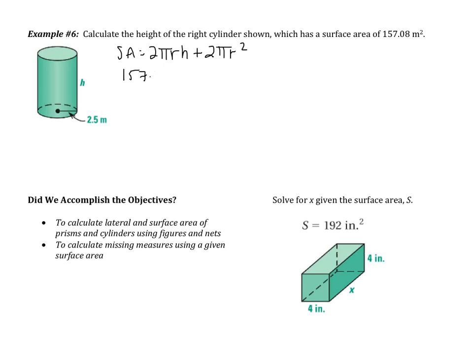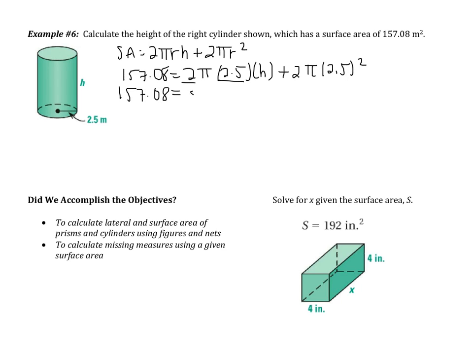So I have 157.08 equals 2 pi, r is 2.5, times h, plus 2 pi times 2.5 squared. Okay, so I have 157.08 equals 2 times 2.5 is going to be 5 pi h plus 2.5 squared is 6.25 multiplied by 2 is going to be 12.5 pi.